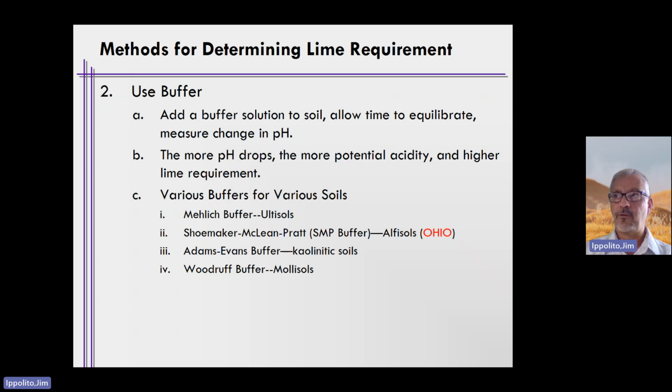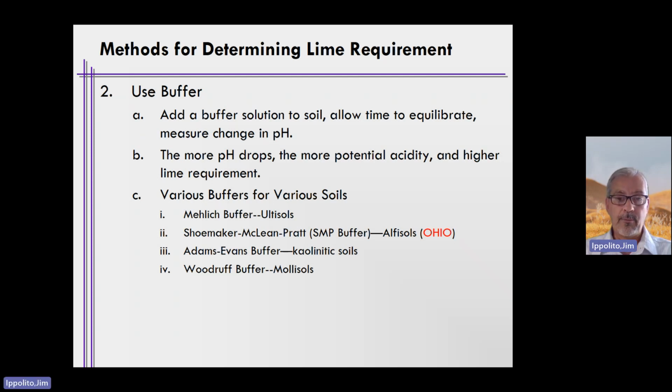And in the United States, there are four that dominate. There's something called the Mehlich buffer. This is used in ultisols, so highly weathered soils, like in the southeastern part of the US. There's the Shoemaker-McLean-Pratt, or SMP buffer. This is used primarily for alfisols, and it's used in Ohio, and it's actually used in other states as well. Colorado, the state I used to live and work in, used the SMP buffer. You also have the Adams-Evans buffer, which is used in kaolinitic soils. These are highly weathered soils. And then you have the Woodruff buffer, which is used in mollisols, like you find in the short and tall grass prairies of the US. But in Ohio, we use the SMP buffer.